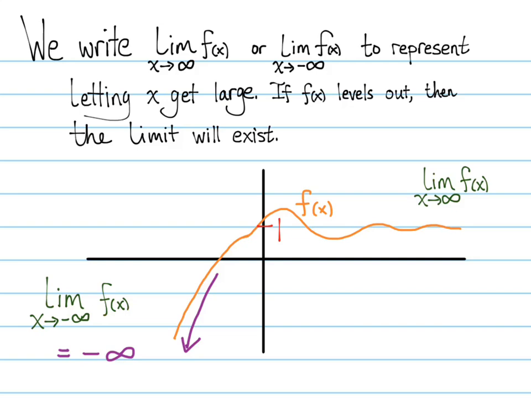Over here on the right, the limit of f of x actually does exist and is in fact 1. The reason it's 1 is because as we move further and further to the right, these little humps above and below 1 are leveling out, and the graph is conforming more and more to y equals 1.